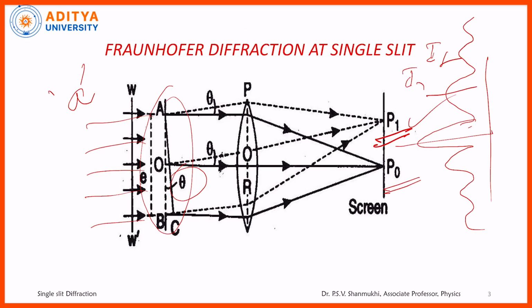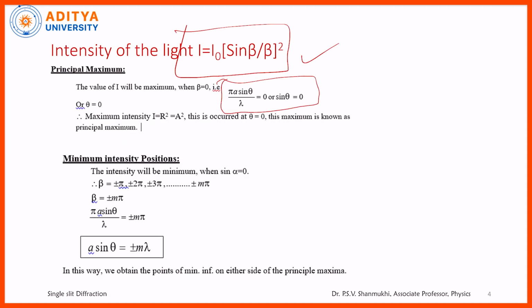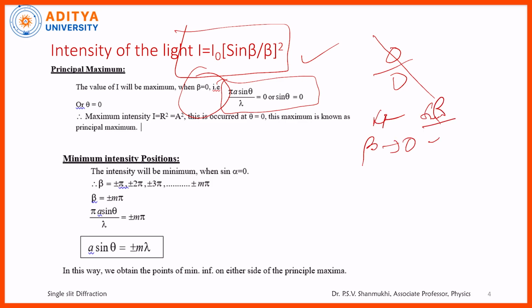Now where do we find the maxima? Where do we find the minima? What are the conditions for maxima and for minima? For that, suppose I take beta is equal to 0. Then sin beta by beta is sin 0 by 0, which is undefined. That's why we take the limit as beta tends to 0, where sin beta by beta is equal to 1.